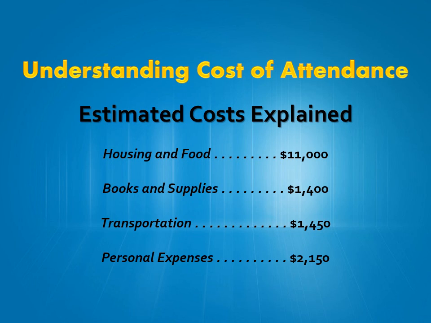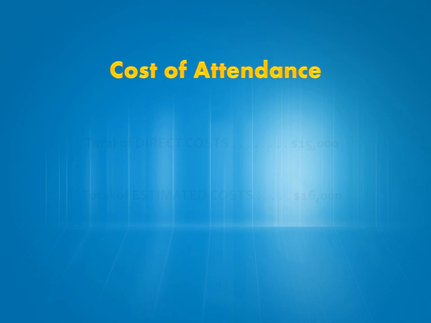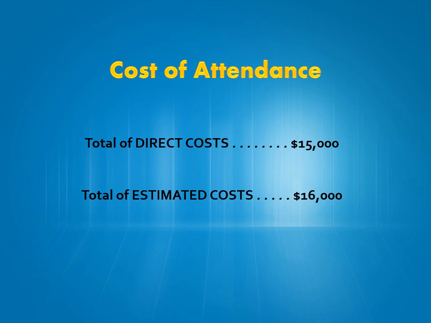Three additional estimated costs that are listed on the award letter are books and supplies, transportation, and personal expenses. Please remember that all of these are examples of estimated costs. Looking at a student's direct costs and estimated costs, the total is the cost of attendance for the academic year. With these numbers, the student's cost of attendance equals $31,000.